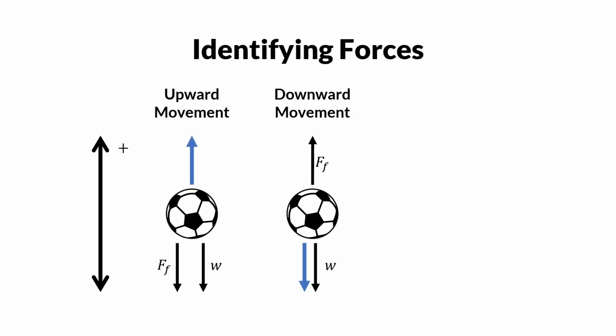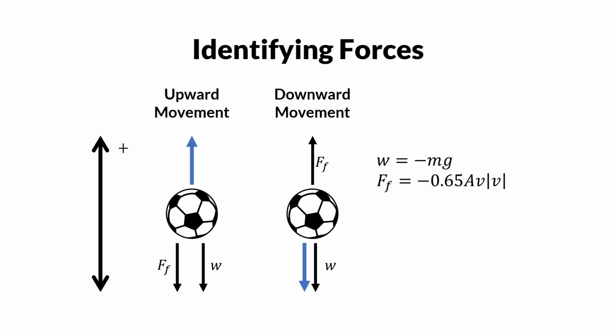The direction of friction forces is always the opposite of the movement. So, if the ball moves upwards, the friction pulls downwards, and when the ball moves downwards, the friction pushes the ball upwards. The weight is always in the downwards direction, so it adds the negative in this equation. And for friction forces, we will write it like this, to keep the sign opposite of the velocity.